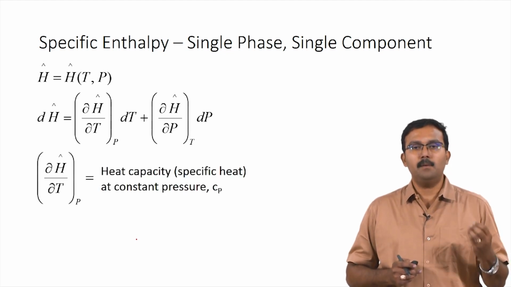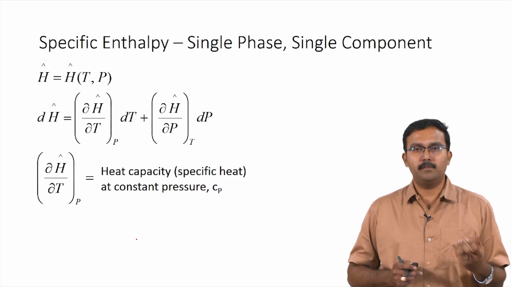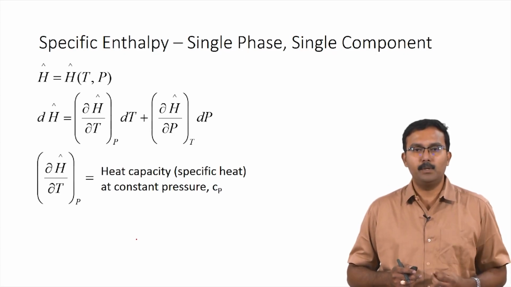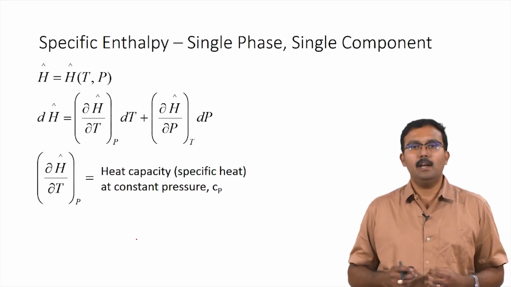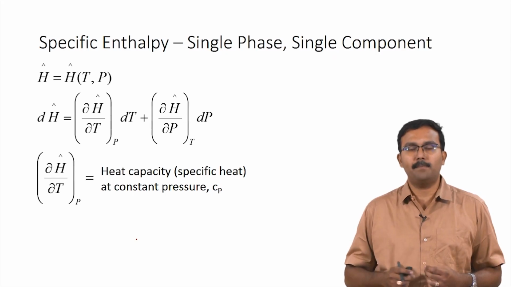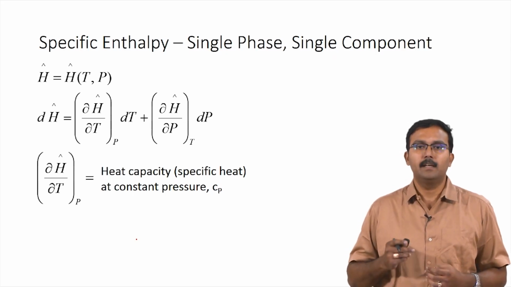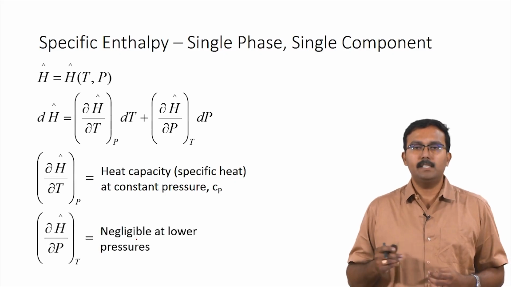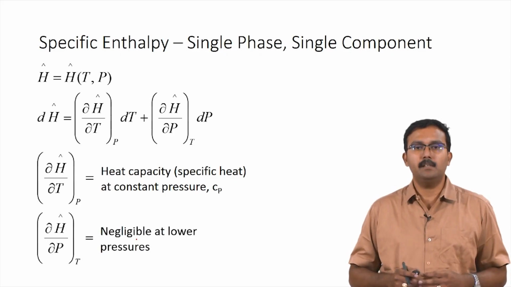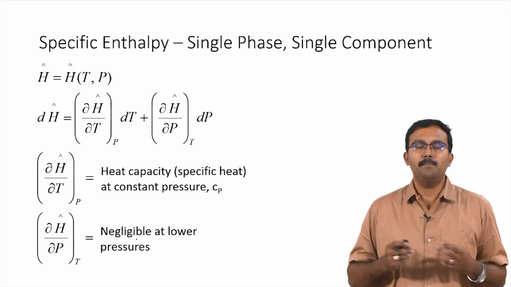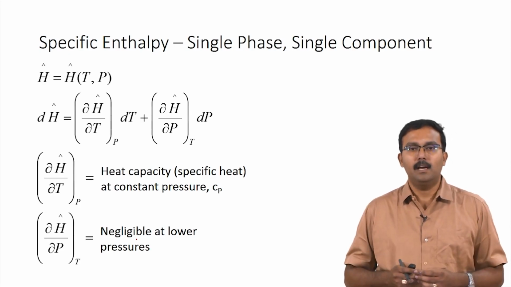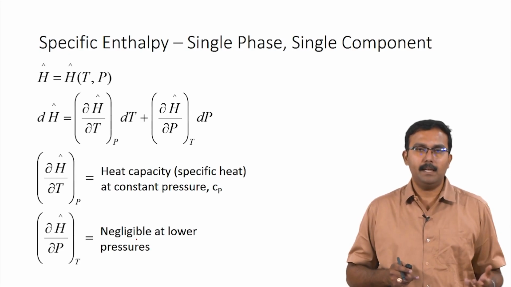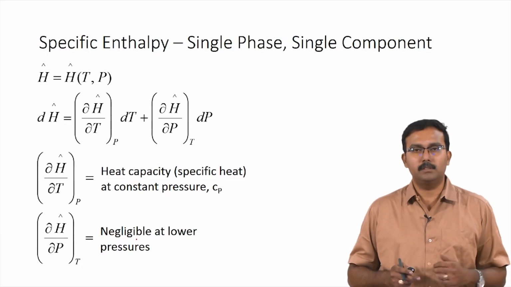So, this term in the first part of the equation, dou H cap dou T at constant pressure, is called the heat capacity or the specific heat capacity at constant pressure, which is also represented as Cp. The second term, dou H cap dou P at constant temperature, is usually negligible when pressure differences are small. At lower pressures, this term can be removed for all processes.